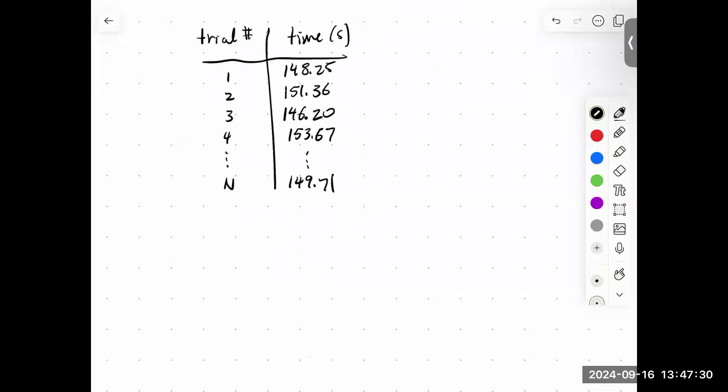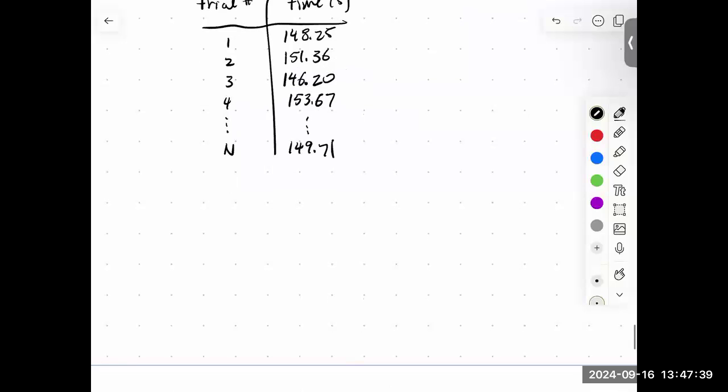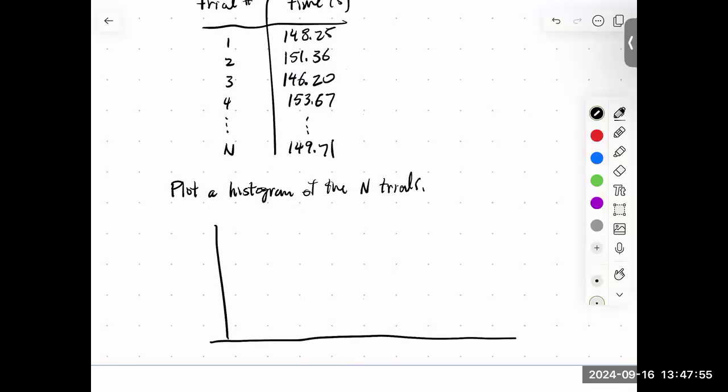Okay, so how are we doing in time? 3 minutes. So I'm going to draw a histogram of what these data might look like, and then that's where we'll stop for today. So we're going to plot a histogram of the N trials. What that means is we'll have a horizontal axis, which is going to be the fall time.